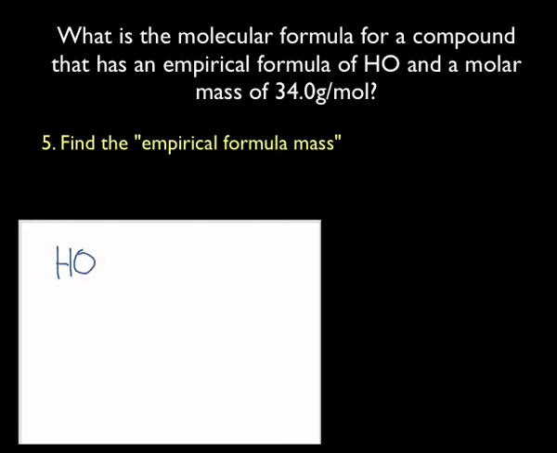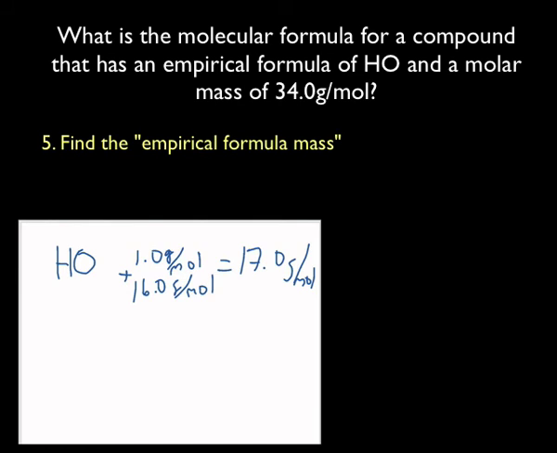The mass of HO, let's see, H is 1.0 grams per mole, O is 16.0 grams per mole. We add them together and we get a formula mass of 17.0 grams per mole.